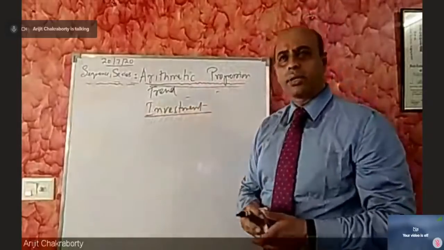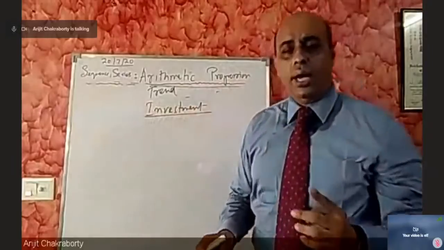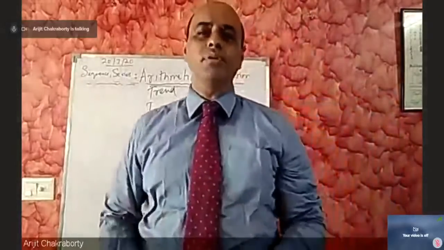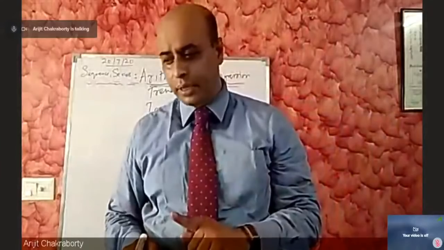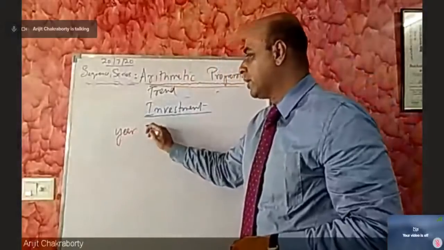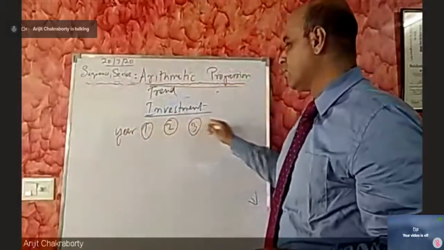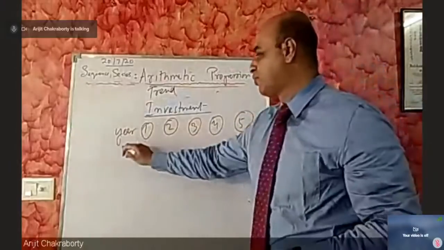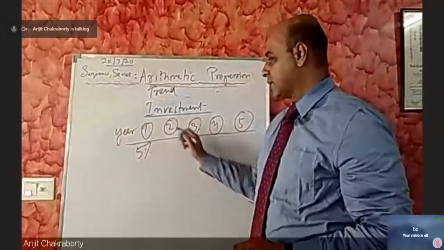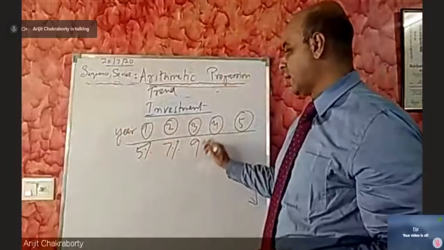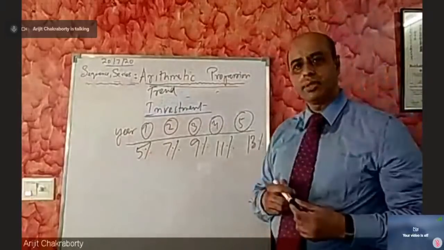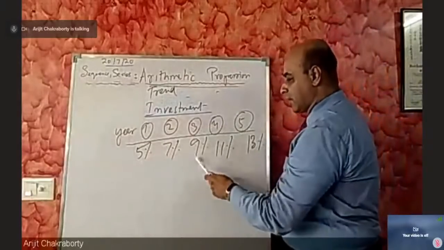In the last classes, I think you remember we did the time value of money. When we discussed the time value of money, we discussed a number of questions on investments and returns. Now if I tell you that you have an investment where in year 1, 2, 3, 4 and 5, in the first year you have a return of say 5%, second year 7%, third year 9%, fourth year 11%, fifth year 13%.